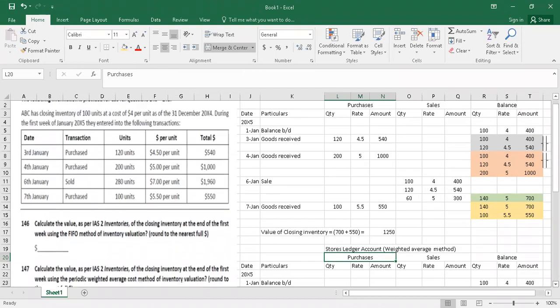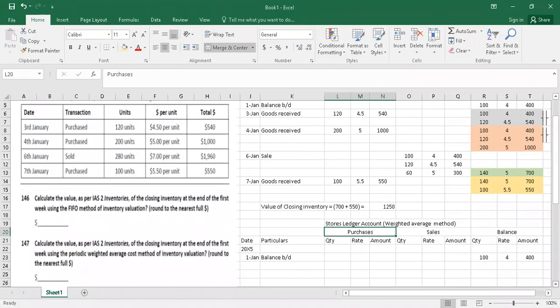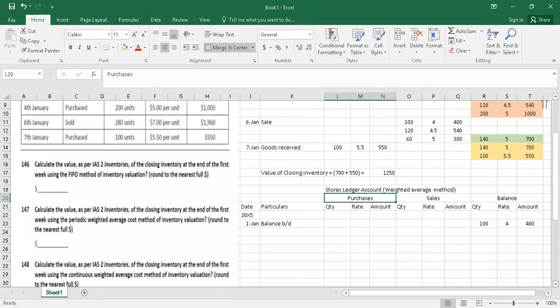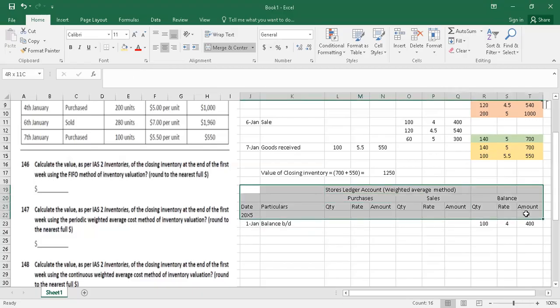Then again, weighted average. There are two different situations which are discussed here. What if it is periodic weighted average? What if it is continuous weighted average cost method? If these things are followed, how do we calculate that? So what do we do? First it is the periodic that is asked, so I'll do that first. This format goes for continuous.